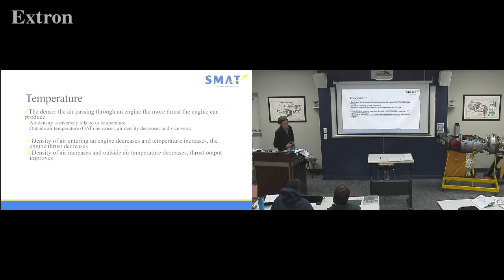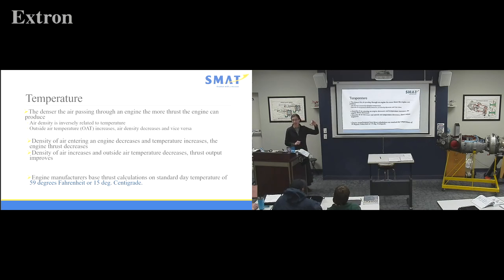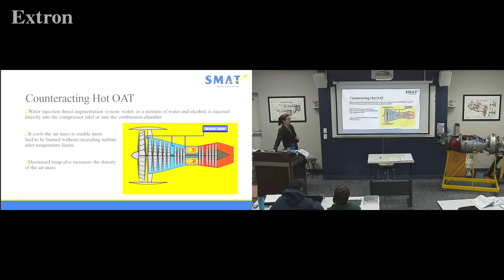Anyone remember what a standard day temperature is? 59 degrees Fahrenheit or 15 degrees Celsius. So when engine manufacturers are doing all these calculations for best thrust, they're using standard day temperature. So what do we do, you may ask, if we have hot outside air temperatures?